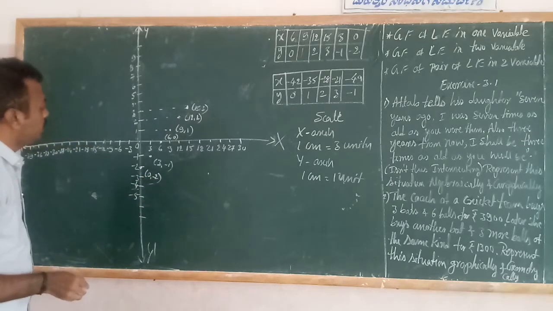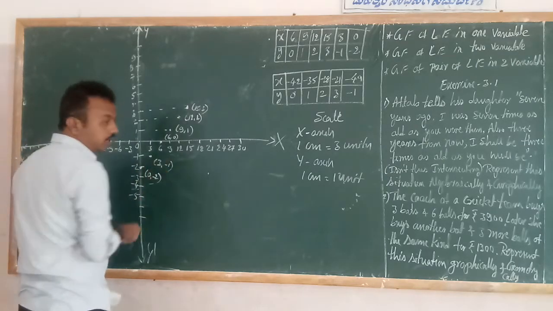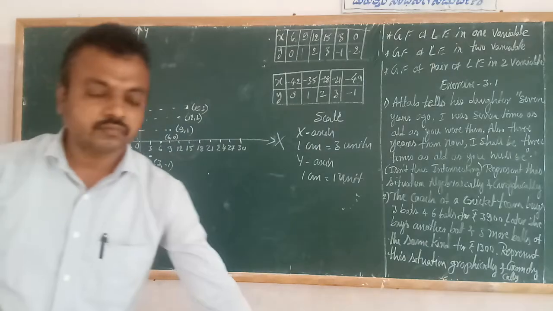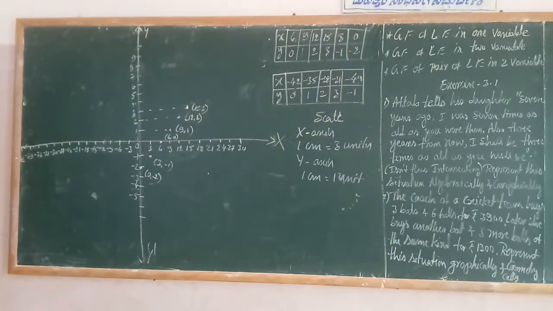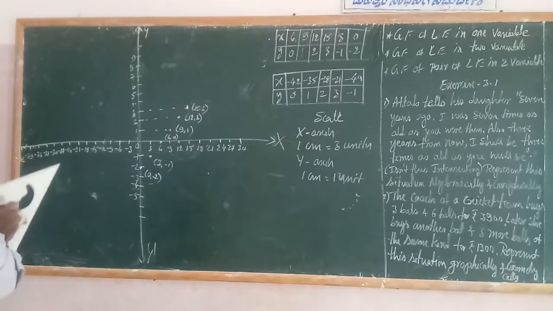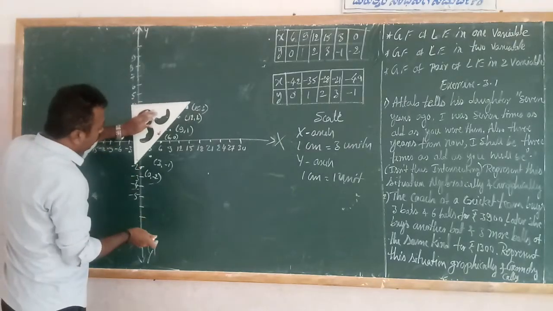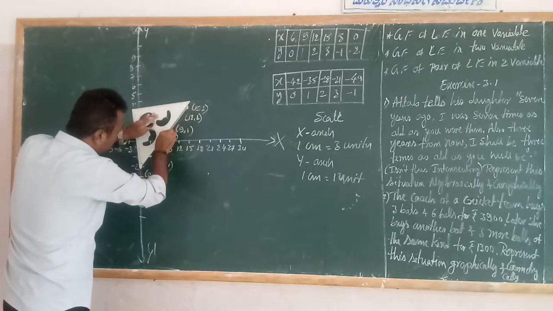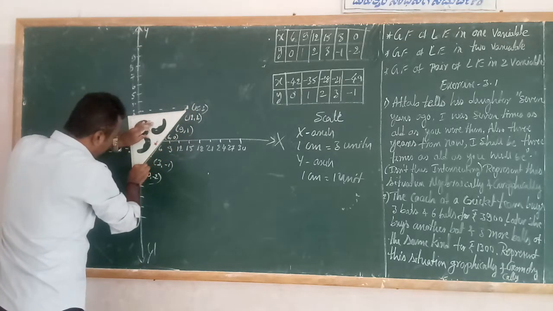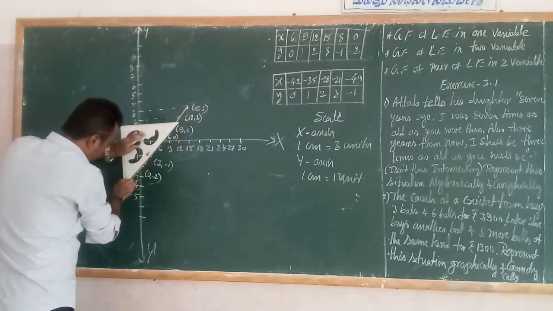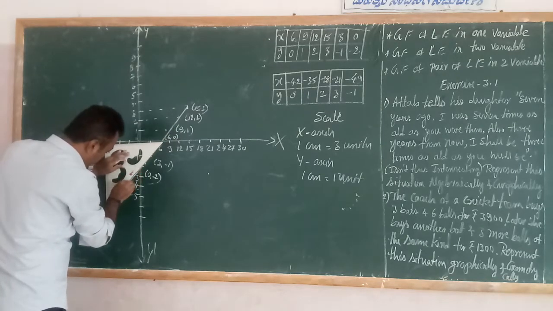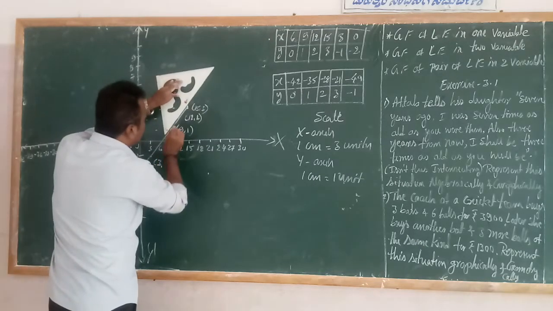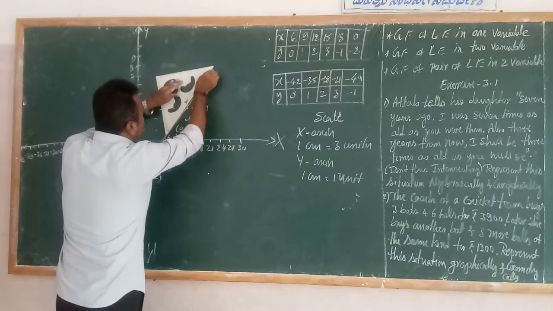Next, we have to take the scale and join these points. It becomes a straight line. You have to continue this line as a continuous line.